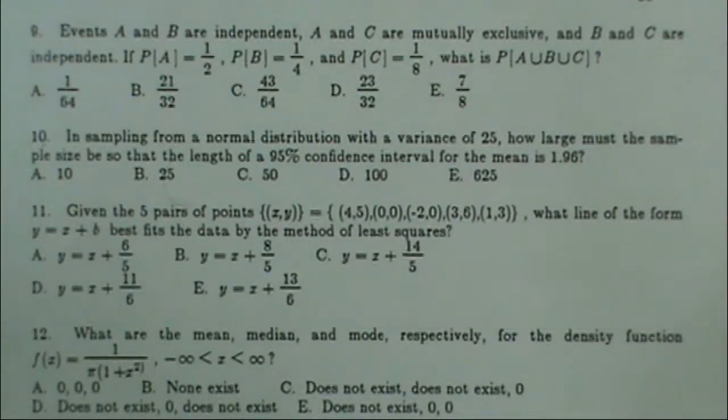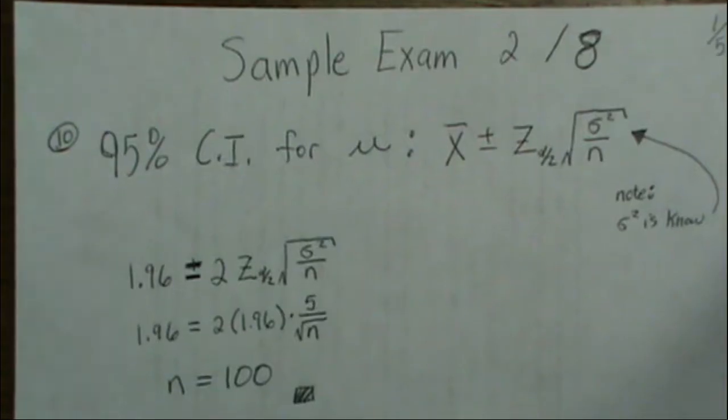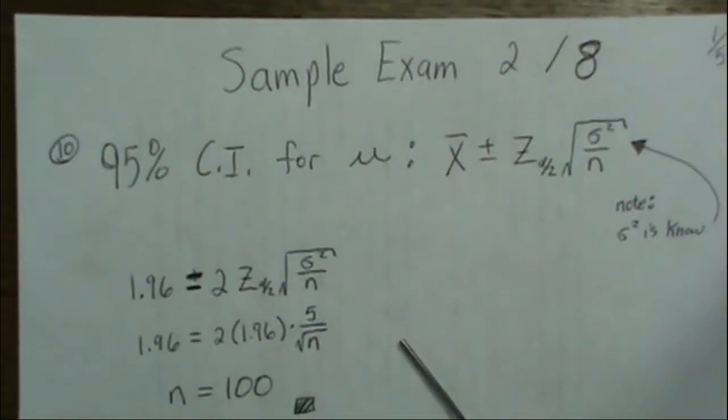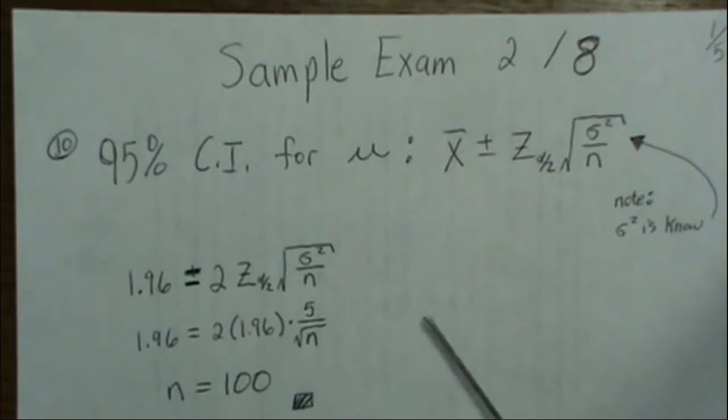Number 10. In sampling from a normal distribution with a variance of 25, how large must the sample size be so that the length of a 95% confidence interval for the mean is 1.96? Okay, in problem 10, we want the length of the confidence interval to be 1.96.